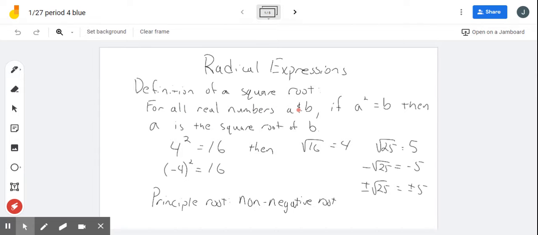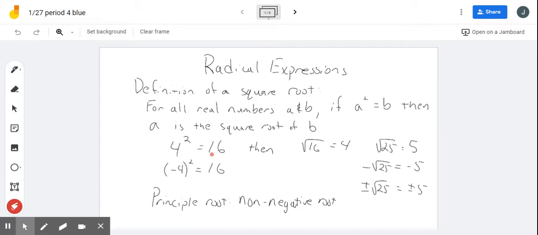So the definition of a square root is: for all real numbers a and b, if the value a squared is equal to b, then a is the square root of b. So here in a simple example, if 4 squared is equal to positive 16, then the square root of 16 is going to be 4.